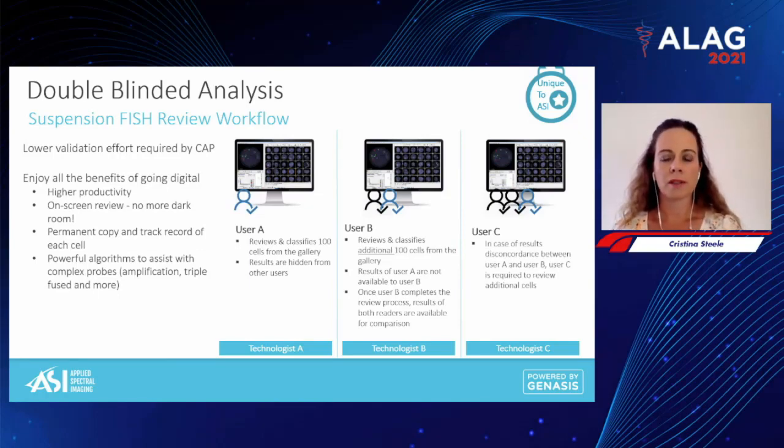The second user logs in, and they are completely blind to what the first tech observed. They do not see their statistics. They do not even see the cells that the first tech analyzed. It's completely blind. They will start at cell 101 and complete their 100 cell review. Once the second tech has completed and approved their analysis, that's when the software merges the first 100 with the second 100 and shows you the combined statistics.